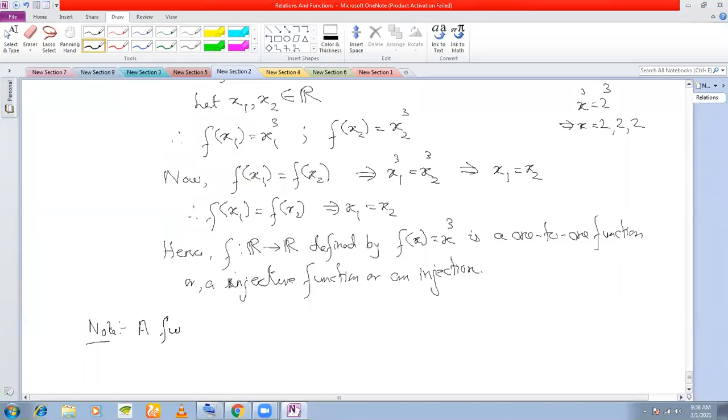A function which is not one-to-one is called a many-to-one function.